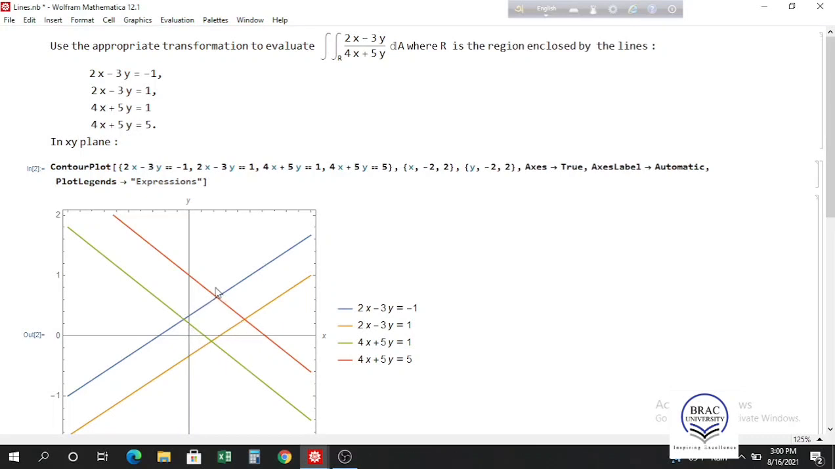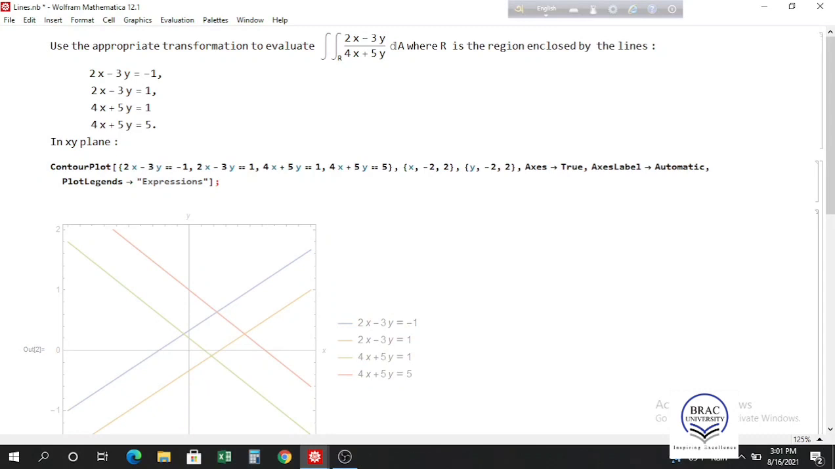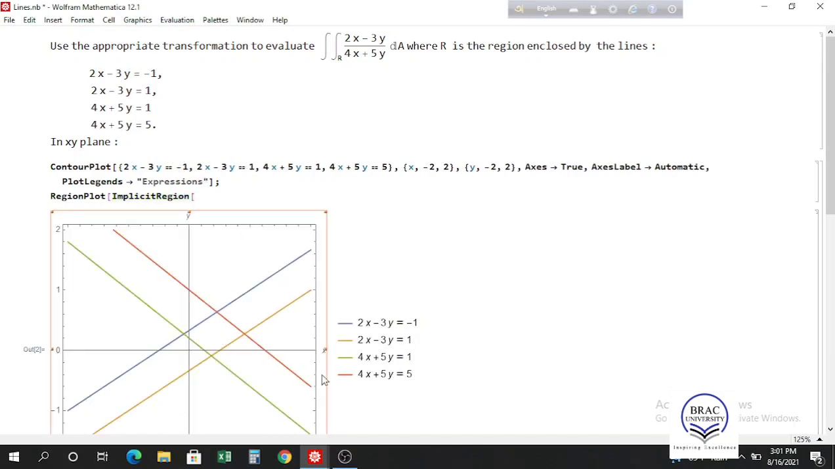So you can also shade the region R. So let's do that. Let's add a semicolon and use region plot, and implicit region. And then we'll have to give the conditions for the region. So if you see the graph, you'll see that 2x minus 3y varies from minus 1 to 1 in the region, and 4x plus 5y goes from 1 to 5.